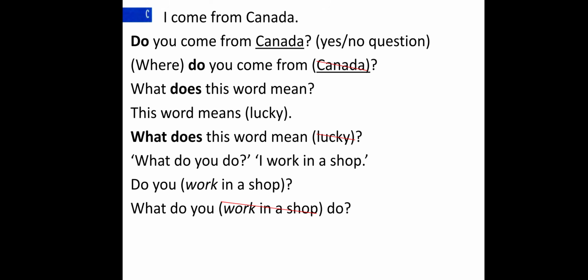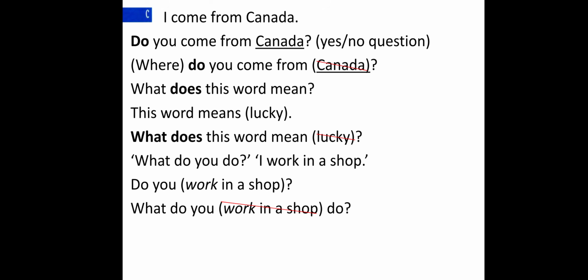To make it a WH question, to ask about Canada, the underlined word, we add where at the beginning and omit, or erase, Canada from the end. It becomes "Where do you come from?" This is how to form the question. The WH question comes as a second stage after the yes or no question.